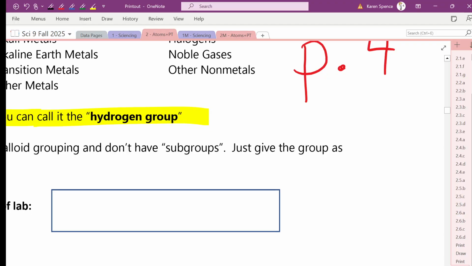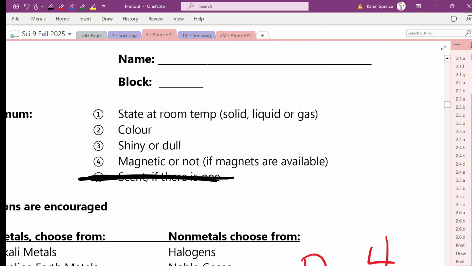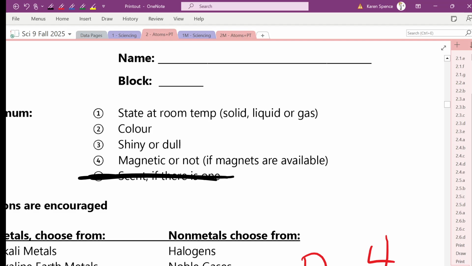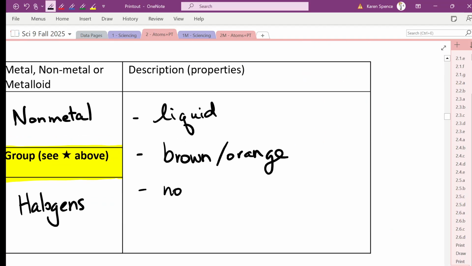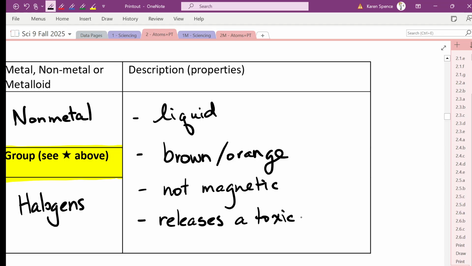Okay. So for this one, is it magnetic or not? No, not magnetic. And that's really all we can say about it, other than it releases a toxic gas. And that toxic gas is just bromine gas.